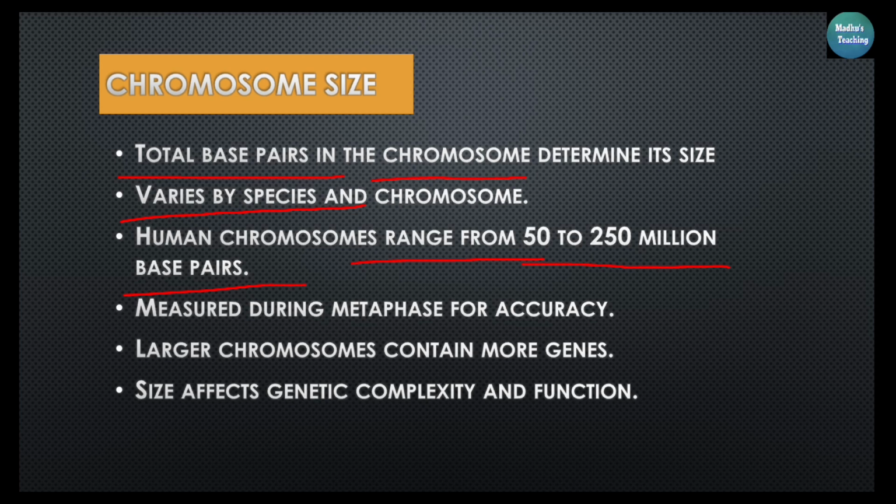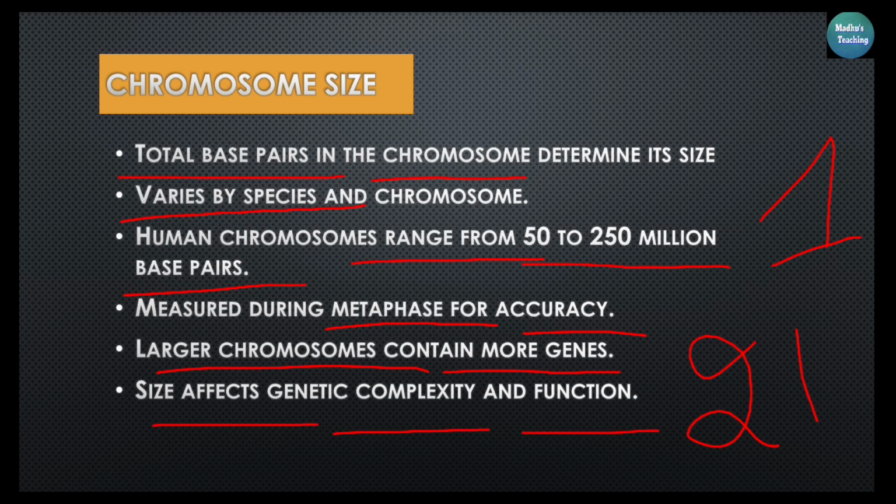In human chromosomes, chromosome number 1 is the largest chromosome and chromosome number 21 is the smallest chromosome. Chromosome size is measured during the metaphase for accuracy because they are tightly packed and clearly visible. Larger chromosomes contain more genes, and size can affect the genetic complexity and function because larger chromosomes can hold more genes. This aids genetic complexity, and this leads to more functions.